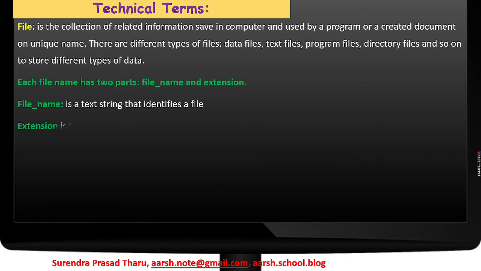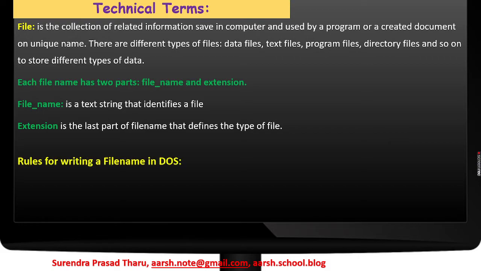The first name is the particular name of that file; it actually defines the name of the file. And the extension defines the type of file, like .jpg, .docx, .pptx. So these are the different extensions. The extension defines what type of file it is.